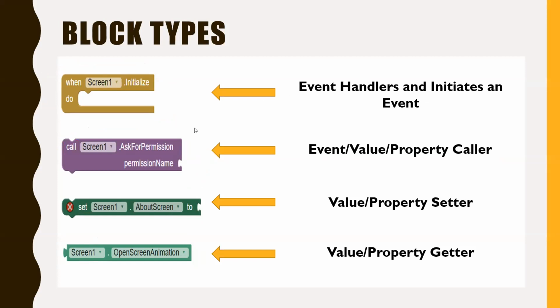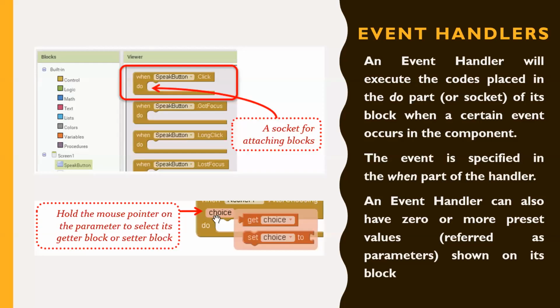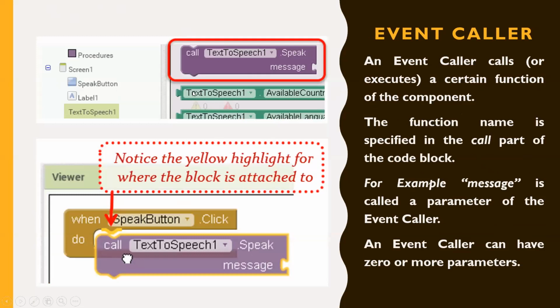I will share the photos of this video. Now let's come to the next part. First we will learn about event handlers. An event handler is a block which executes the code placed in the do part of its block when a certain event occurs in the component. Means these event handlers are the blocks inside which we place everything. It handles everything. It is the main block. Inside that we place all our blocks.